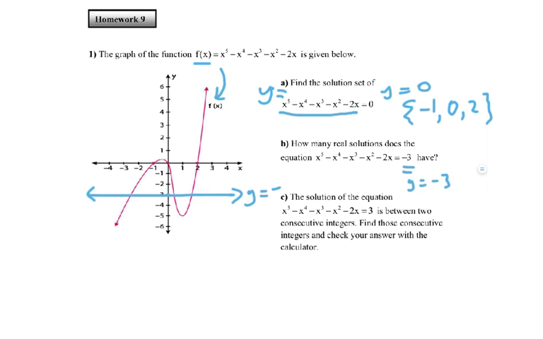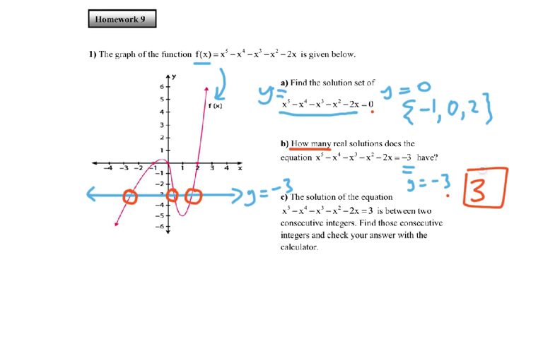So we need to look at where this function intersects with this line. In part A, we're intersecting with y equals 0, now we're intersecting with y equals -3, and we can see that happens in a few different places here. And the question asks for how many? Well, there are going to be 3.